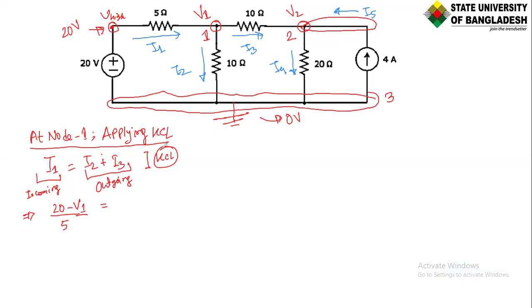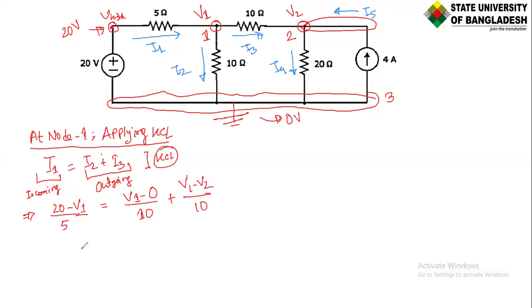And then for I2, the current is going from V1 to the ground. As we know, the ground voltage is equal to 0, therefore we will directly write 0, and it's passing through the 10 ohm resistor. And I3 will be V1 minus V2, because V1 we are considering as the higher potential, and it is going through the 10 ohm resistor towards V2. So write it: V1 minus V2 over 10.